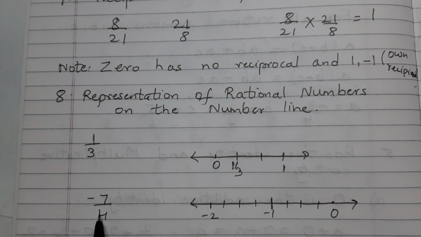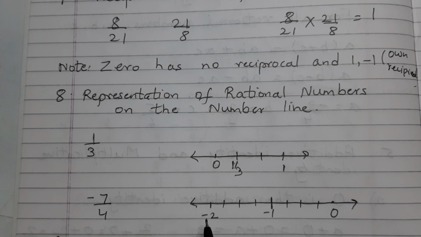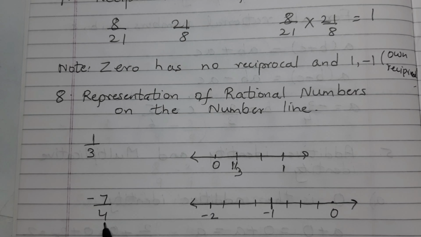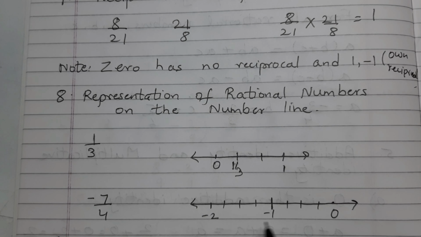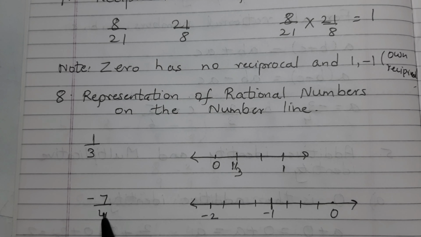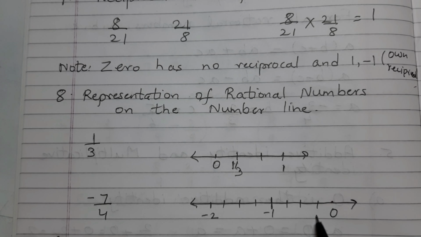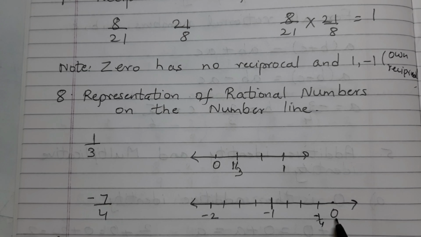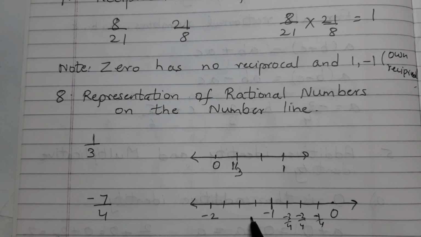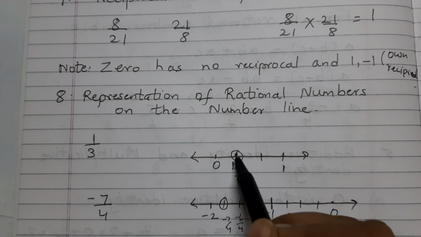If you want to represent minus 7 by 4, there is a minus sign, so this is to the left side of the 0. Again draw a number line and see the denominator. It is 4, which means between 0 to minus 1 there would be 4 equal parts. Again from minus 1 to minus 2, 4 equal parts. And then we need to represent minus 7 by 4 on this line. So this is 0, minus 1 by 4, minus 2 by 4, minus 3 by 4, this is minus 4 by 4, minus 5 by 4, minus 6 by 4, minus 7 by 4. So this is the required point.